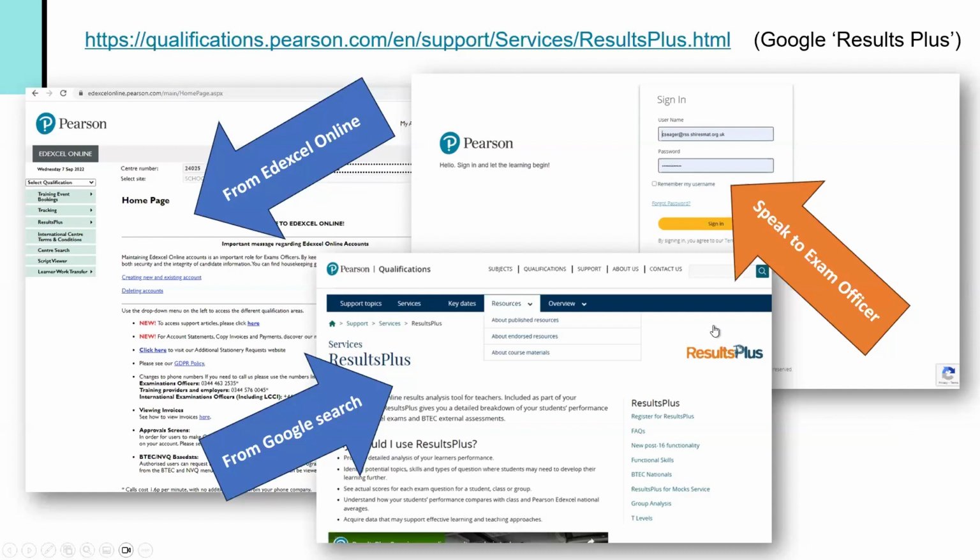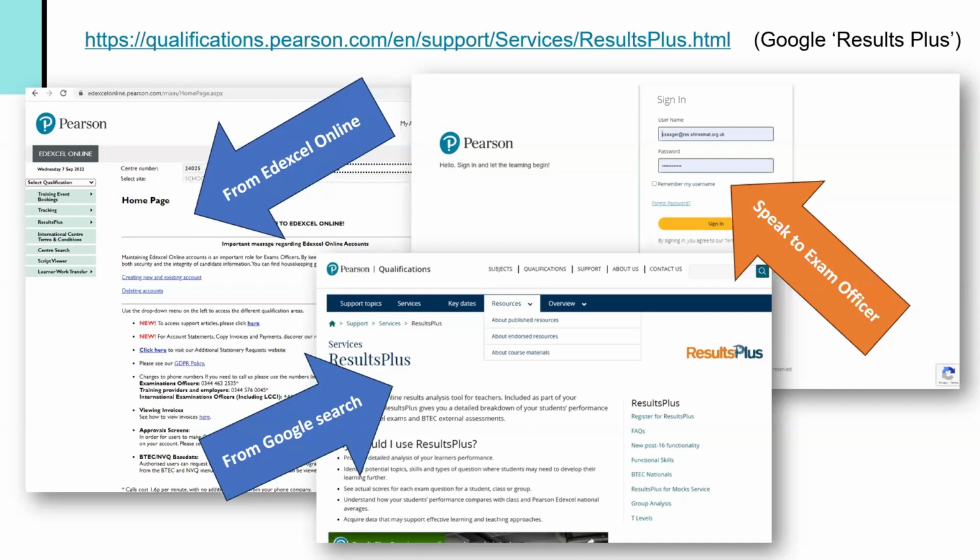Seems to be everything and anything now has an Authenticator app that you've got to get a code from your phone at some point. But if you Google Results Plus, you'll see that bottom page. If you go via your Pearson online account, you'll see it there, and you've got the left hand side where it says Results Plus, and get to it that way.